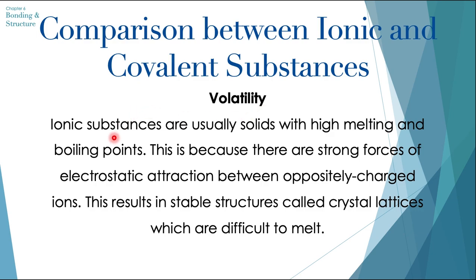Ionic substances are usually solids with high melting and boiling points. This is because there are strong forces of electrostatic attraction between oppositely charged ions, and so this results in stable structures called crystal lattices, which are difficult to melt. We've read this previously about ions, that they are solids. Ionic substances are usually solids with high melting and boiling points.